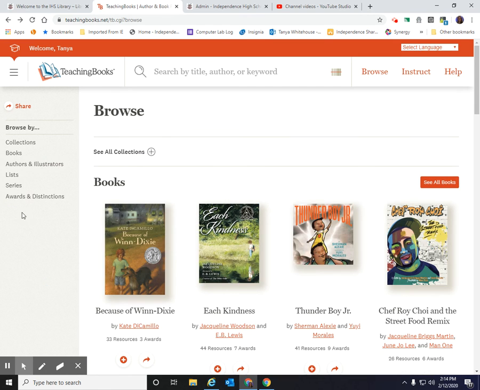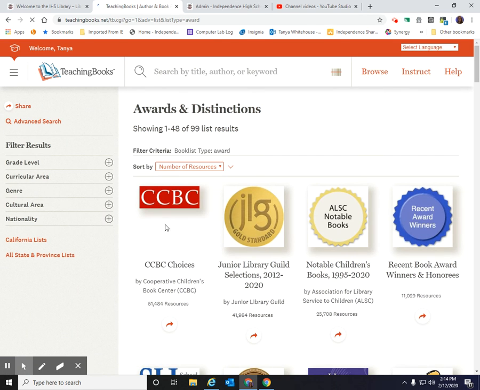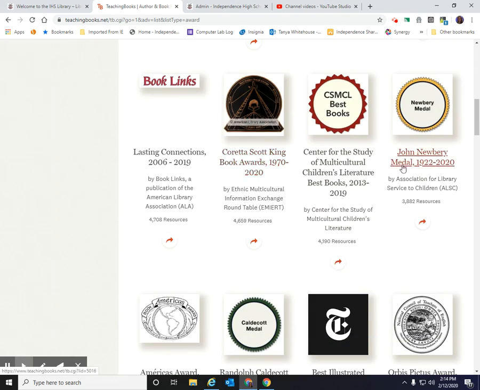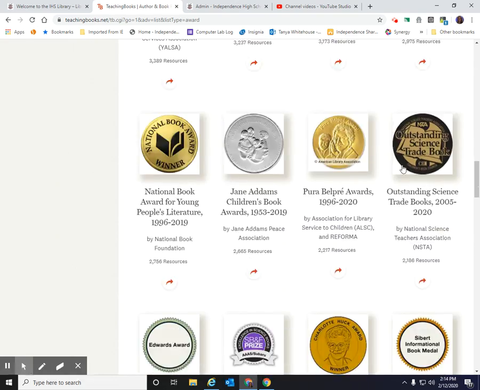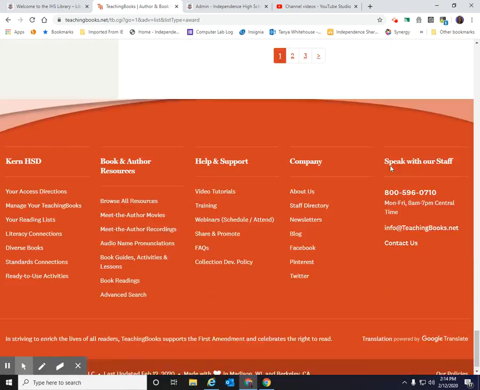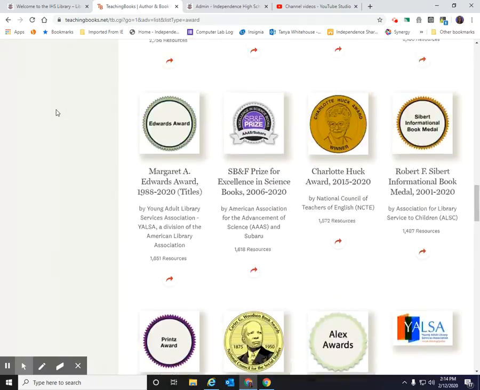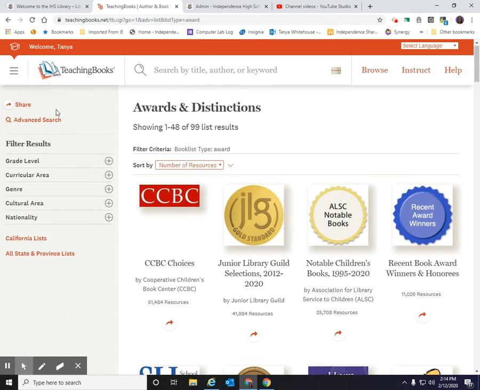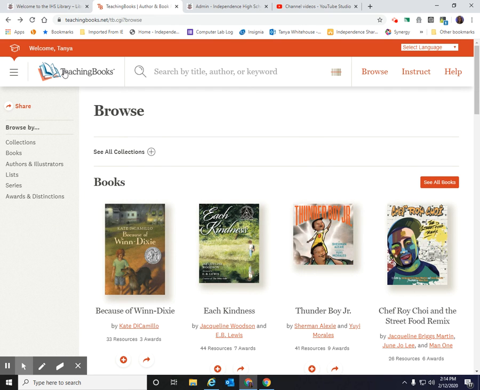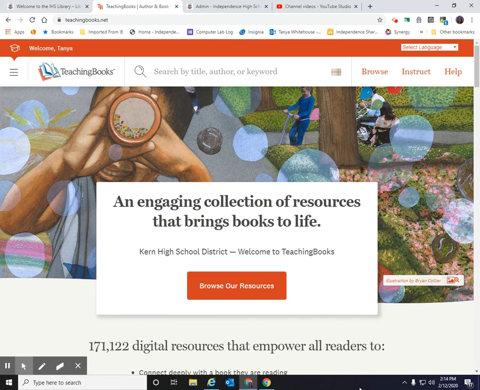You also have awards and distinctions. So if you're looking for a book that is obviously well regarded, then you might look through here and see if some of these get you what you need. There are also other lists where you will be able to look through things like reluctant readers and things like that you can find with teachingbooks.net as well.